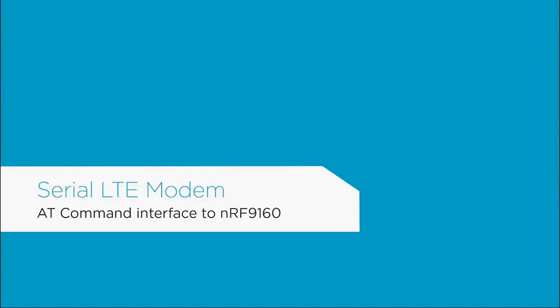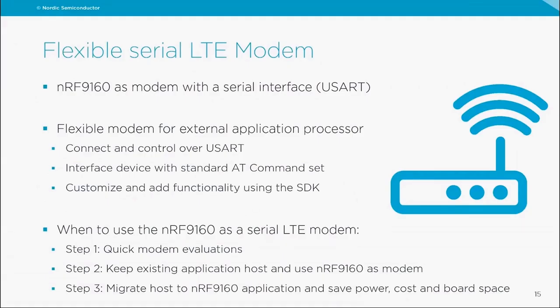The serial LTE modem is the next topic. When should you use a serial LTE modem? The nRF9160 has an integrated application processor, but in some cases it goes into systems where there are other processors around it. And what the nRF9160 provides then is a very flexible modem for use of an external application processor. So you connect and control over UART. You have interface device with the standard AT command set.